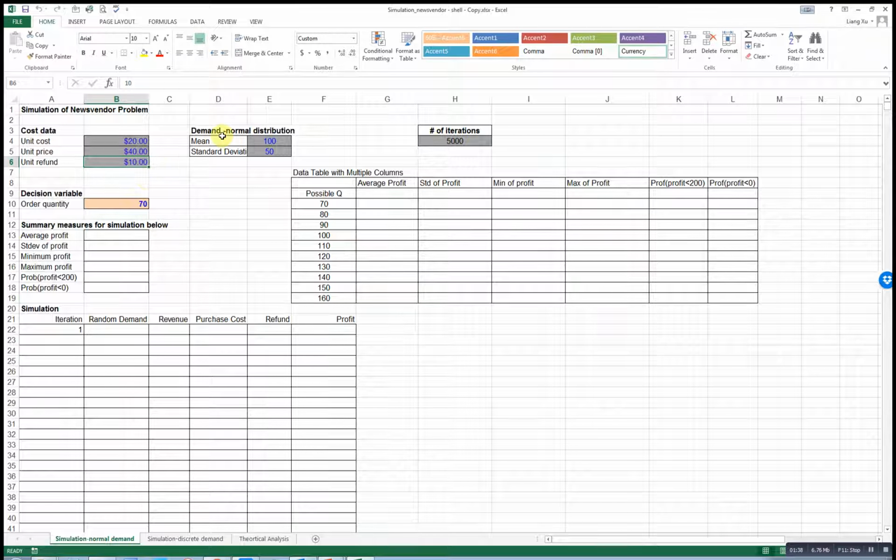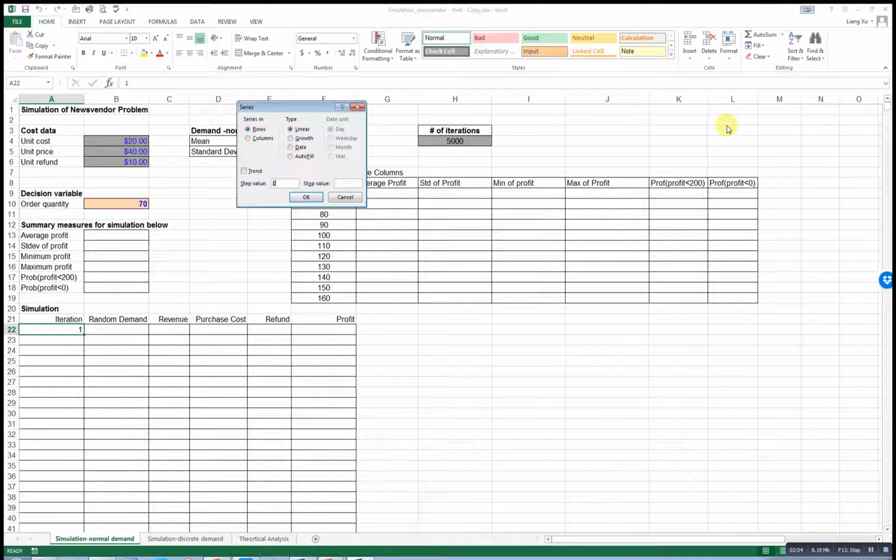And the demand would follow a normal distribution in this case. The demand can be generated by any distribution function or even come from historical data. But in this case, we're going to study the scenario where demand follows a normal distribution. So the first step is let's first generate a series of integers in this column from 1 to 5,000 because we need to have 5,000 iterations. So let's do that first.